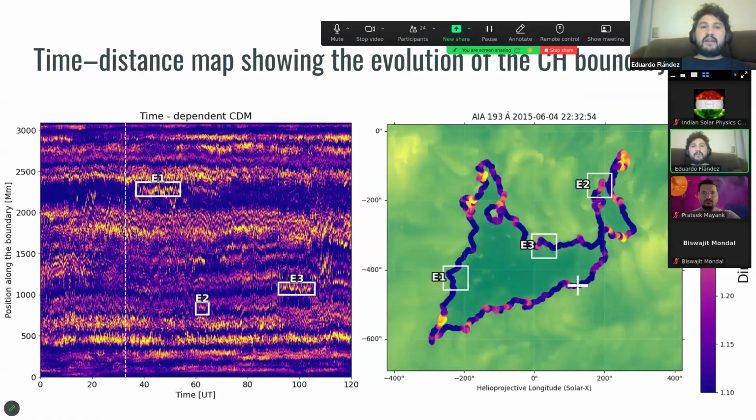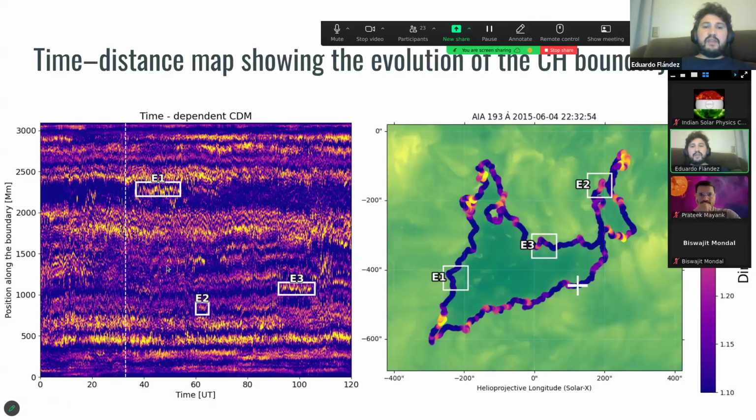So with this idea, we build a time distance plot. If you get all the boundaries between two hours of observation, you can cut and straighten and plot one boundary next to each other along the time axis, so you can get this time-dependent correlation dimension plot, and so we can identify events with different criteria.